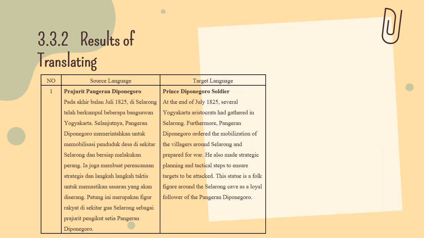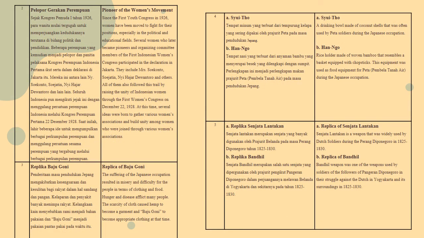So, 3.3.2 Results of translating. That is the writer's results of translating exhibit labels in the diorama at Vredeburg Museum from the source language Indonesian into the target language English. Okay, so there are the results of translating. Actually the result is more than 7, but I just put just 7 in my presentation. Okay, this is the result.